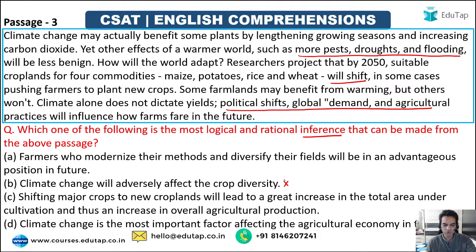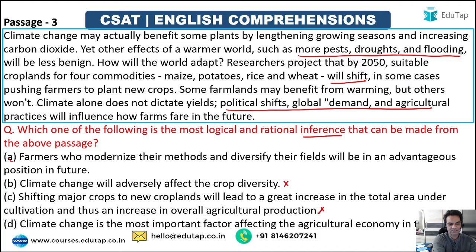Shifting major crops to new croplands will lead to a great increase in the total area under cultivation and thus an increase in overall agriculture production. So it has nowhere been spoken of, so we cannot assume that. Climate change is the most important factor affecting agricultural economy in the future. So that is also not clearly mentioned.